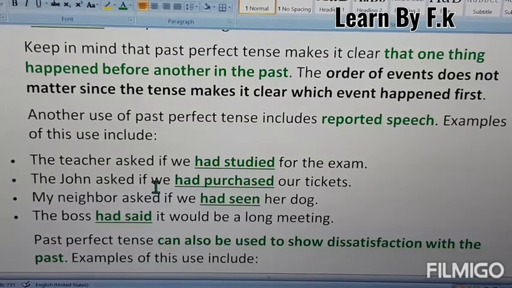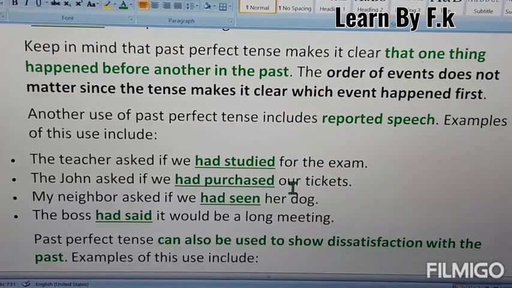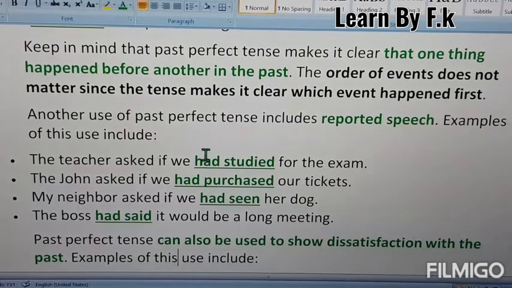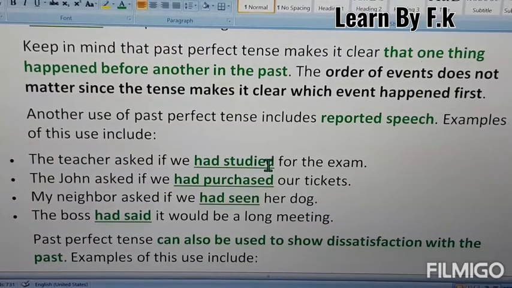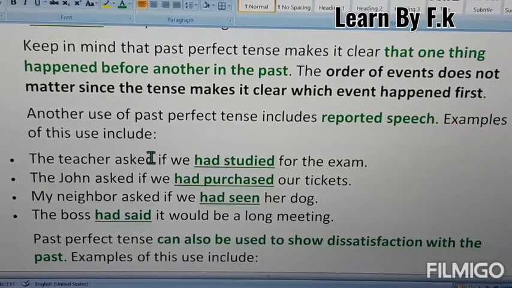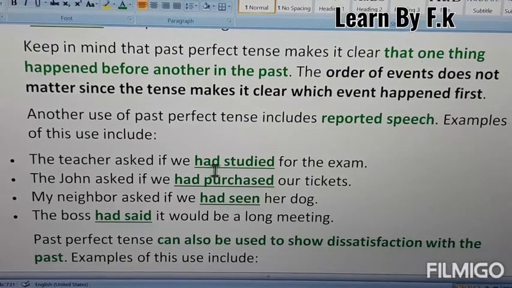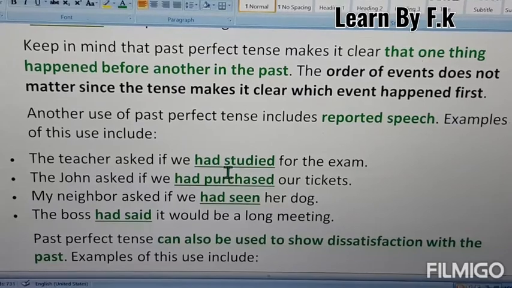John asked if we had purchased our tickets. In all these sentences, you can understand that the older activity is that we had studied for the exam, as asked by the teacher. This is used in reported speech, or indirect speech.